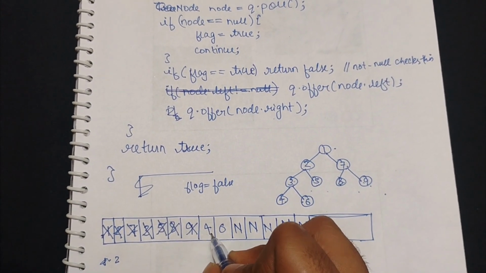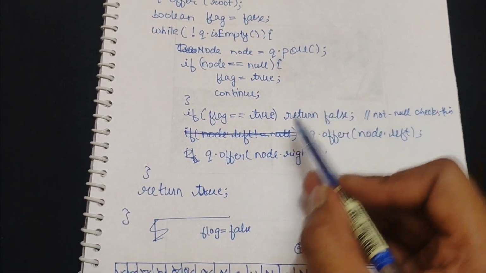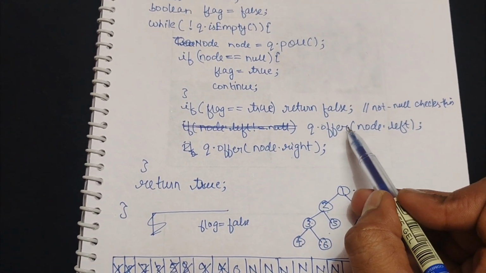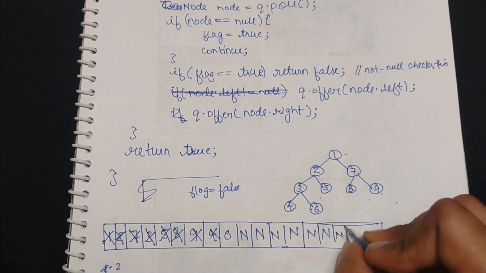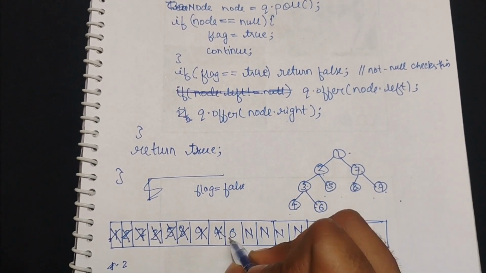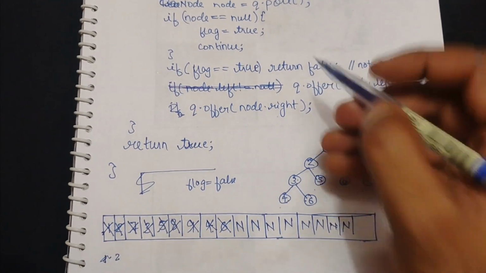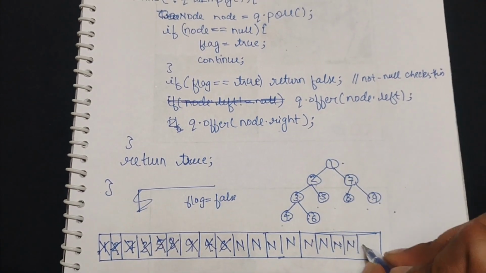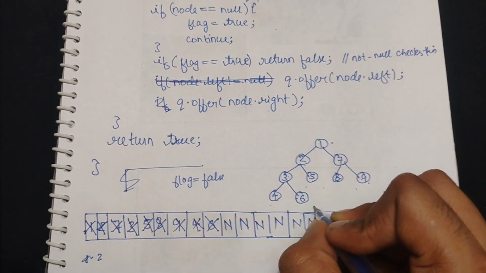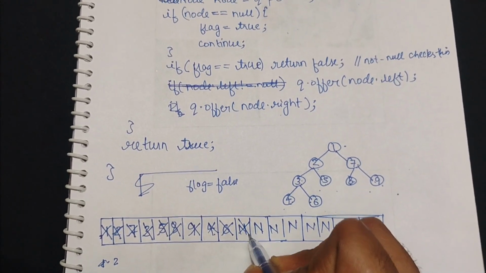Now 4 comes over here. Pop out 4. 4 is not null, flag is still false. Now add left and right. 4 has null and null as left and right. Pop out 6. 6 is not null, flag is still false. Add left and right. 6 has null and null in both. Now pop out this another node.